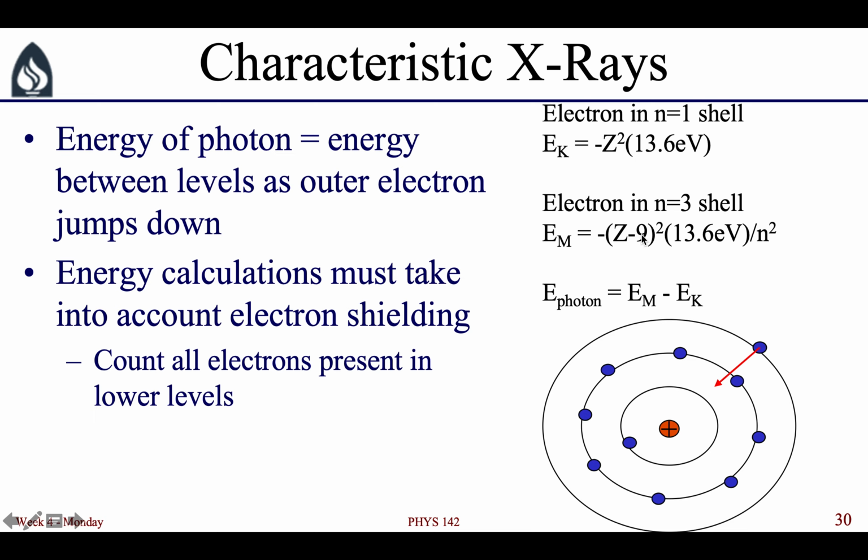And so we subtract 9 off of the charge of the nucleus, so off of the number of protons. Then that gets squared and multiplied by 13.6 electron volts divided by n squared, where n would be equal to 3. So this is a very rough estimate of the energy that this electron has being in this n equals 3 shell. Then if this electron jumps down to fill the vacancy in the n equals 1 shell, the photon that is emitted is going to be roughly equal to the difference between these two energy levels.